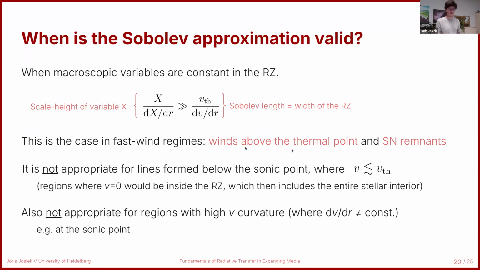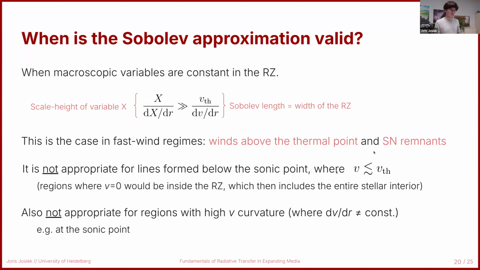So winds above the thermal point, and also supernova remnants. And the special case of supernova remnants is that their winds have a constant velocity gradient. So dV/dr is a constant always. So this also implies that we can use the Sobolev approximation. So these are the two main cases.